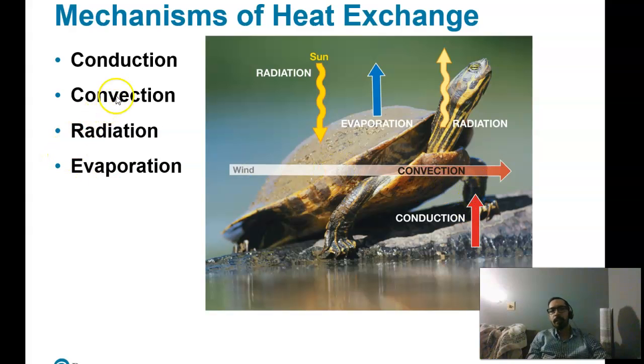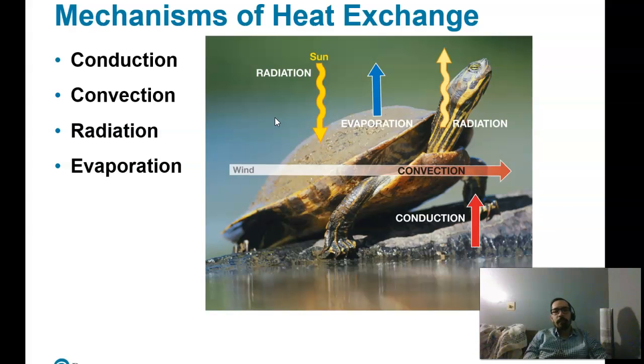Convection is a type of conduction, but this is between a physical body and either a gas or a liquid. Okay. So in this case, it would be between the turtle and something like the wind or rain, right? Or it could be water.